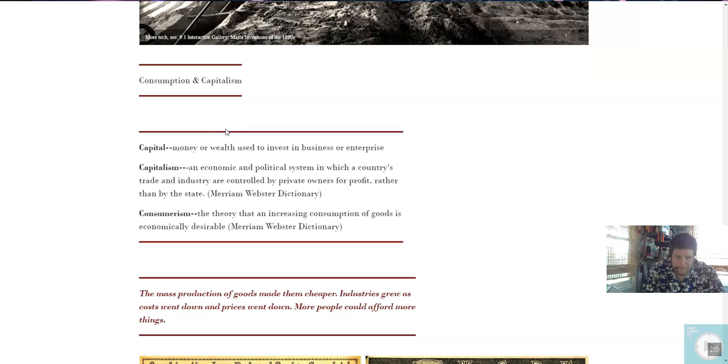Now, to talk about some of the more abstract ideas, we've got consumption and capitalism. These are the two big ideas that are going to come out of this time period. There's some terms that I need to make sure that we're aware of. One of the things we see in this time period is capital, which is money or wealth used to invest in a business or an enterprise.